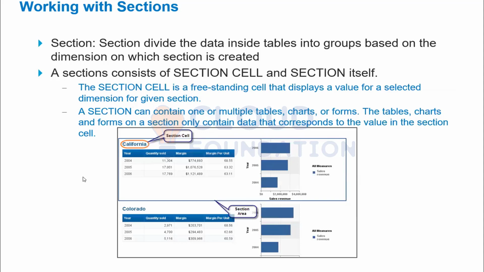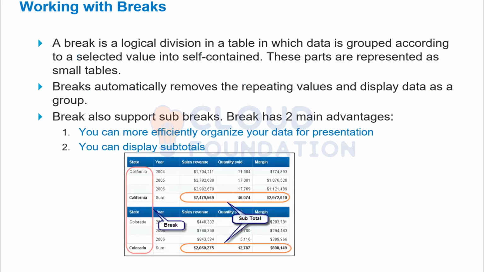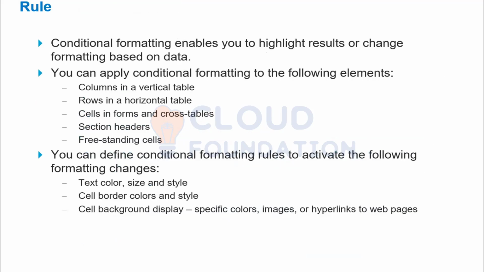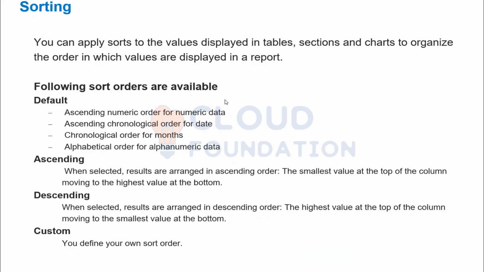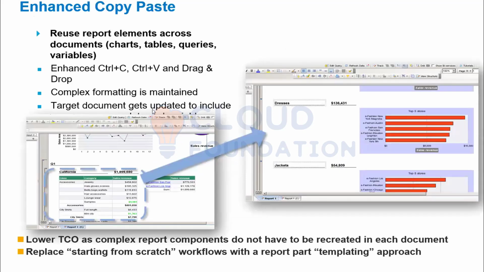After that we have checked how we can create sections, how we can create breaks, and how we can create rules for conditional formatting. How we can sort the data by ascending or descending or custom sorting. How we can copy and paste from one tab to another.